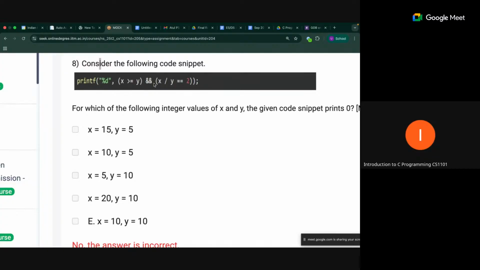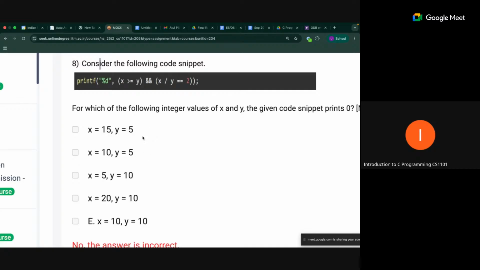And here we have x has to be greater than or equal to y. So is 15 greater than or equal to 5? Yes. But when I'm checking the condition 15 by 5, what is the value? It's 3, not 2. So this condition failed. So true and false. What is the output? False, 0. Yes. So the first option will be the answer.